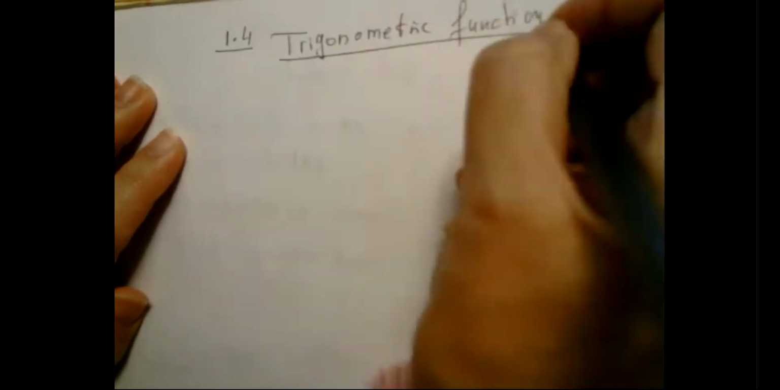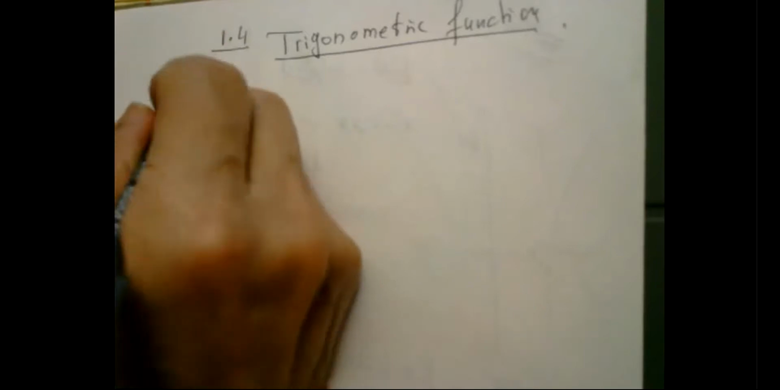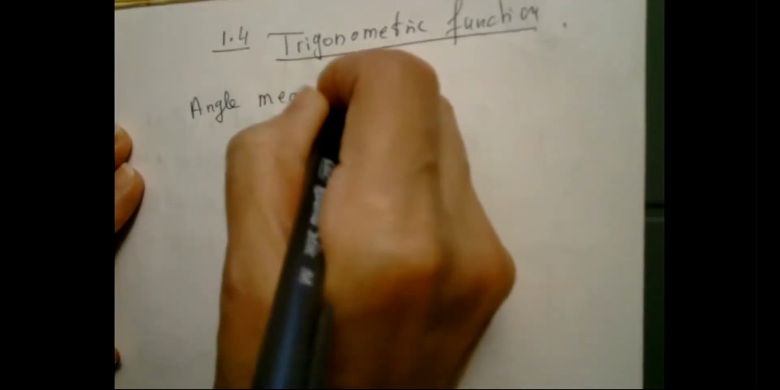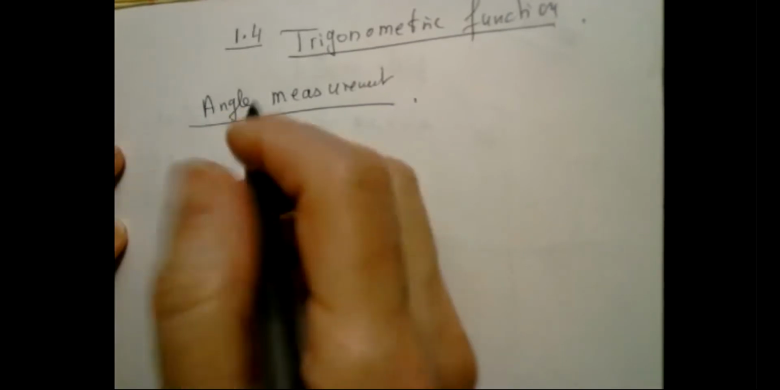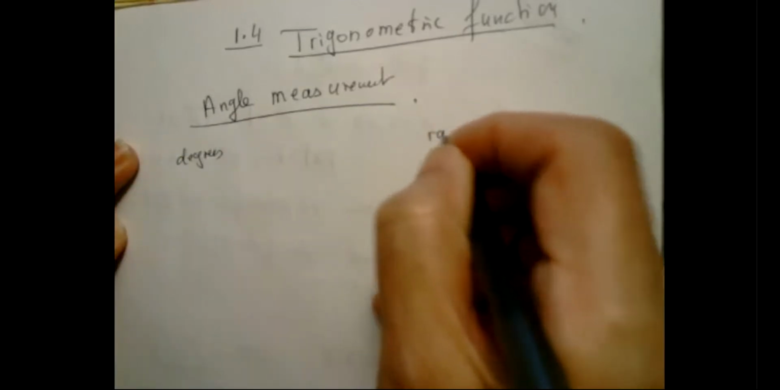So trigonometric functions, which I think is section 1.4. First, let us remember a little bit about angle measurement, because it's important. What are the two units that we use to measure angle? Put it on chat. Okay, we measure angles in degrees and radians. Absolutely. So degrees and radians.